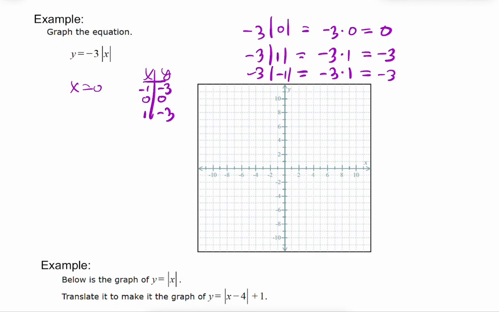So let's go ahead and graph it. At -1, we are at -3. At 0, we're at 0. At 1, we're also at -3. So what happened? Well, one side is a slope of +3. The other side is a slope of -3. The center is still at 0, 0. It's flipped upside down, and it's steeper than it used to be. So the V is a little skinnier, and that's pretty common. Any questions about that one?